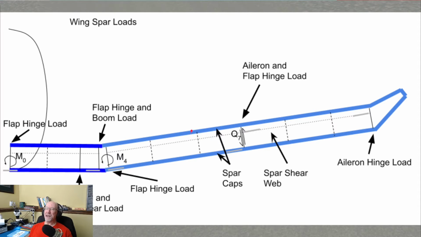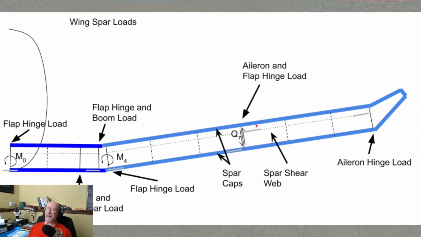I put some dotted lines where I think I might put some ribs. I'm not real positive about that. There's a split between the flaps and the ailerons about halfway out on this wing panel. So that's about right here. There's going to be a spar web in here to carry shear load. There's going to be an aileron hinge out here, an aileron hinge here, a flap hinge down here, and a flap hinge here. Now it will be on the rear spar, not on the main spar.